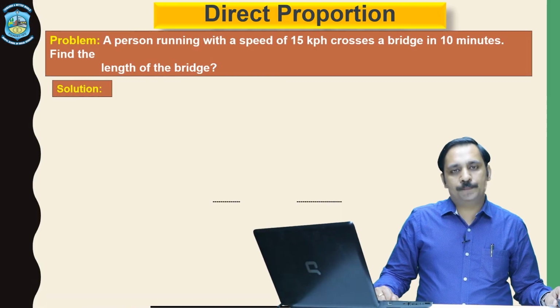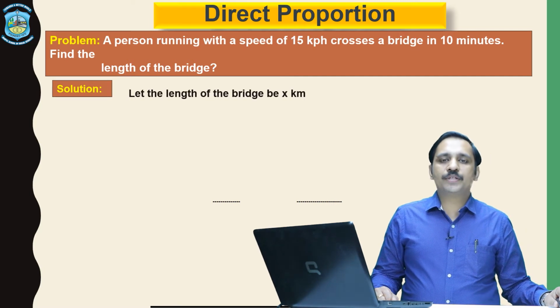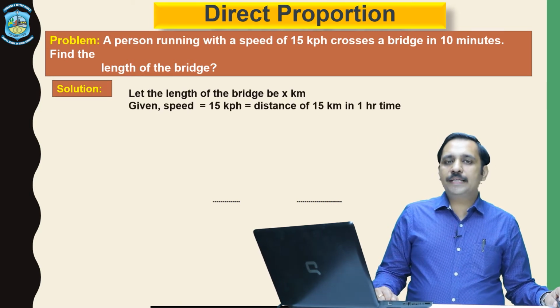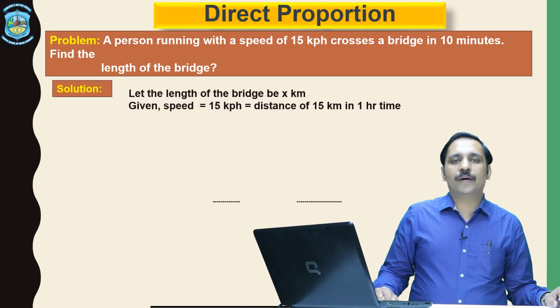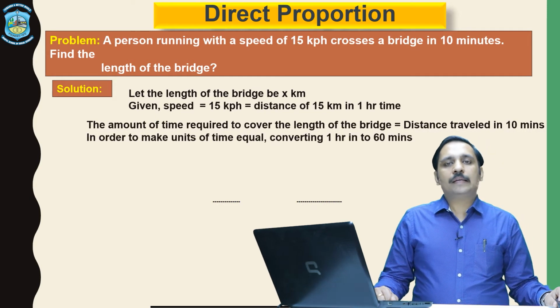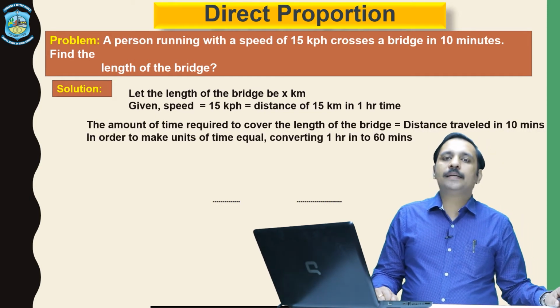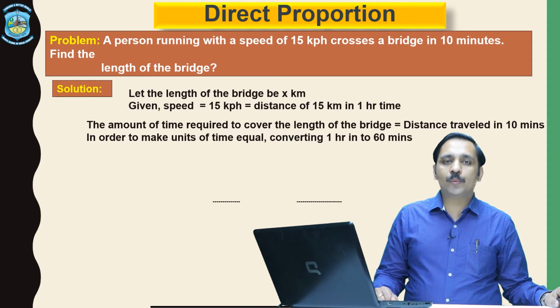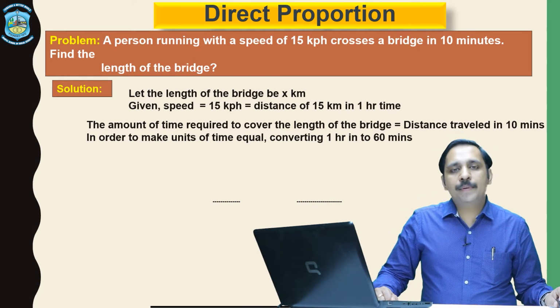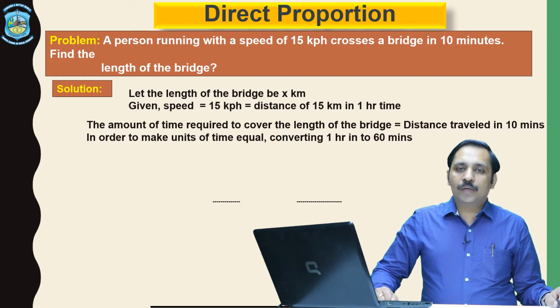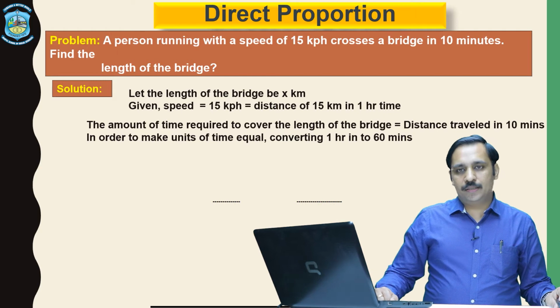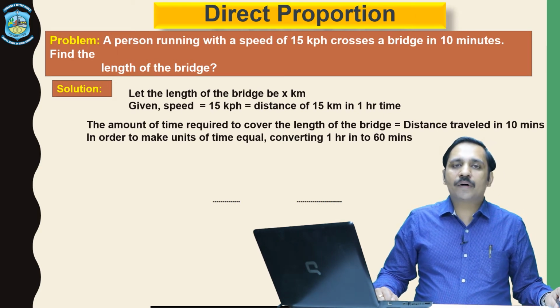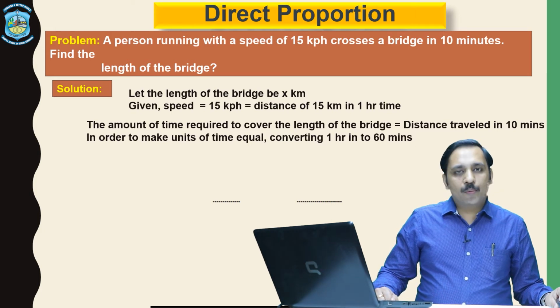Now let us see the solution. Here the length of the bridge is x, given speed is 15 kilometers per hour. That means a distance of 15 kilometers in 1 hour. The amount of time required to cover the length of bridge is nothing but the distance traveled in 10 minutes, which is equal to the length of the bridge. So in order to make units equal, converting hours into minutes, that means 1 hour is equal to 60 minutes. Because if we convert 10 minutes into hours, the answer would be in decimal. So to avoid that, it's better to convert hours into minutes.